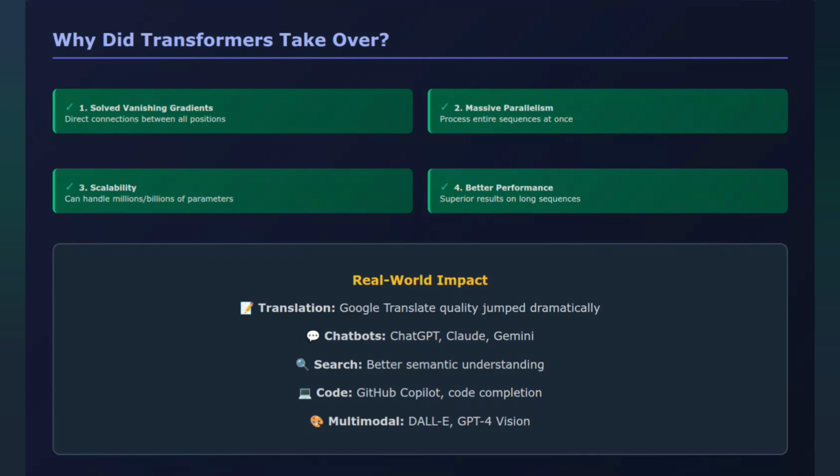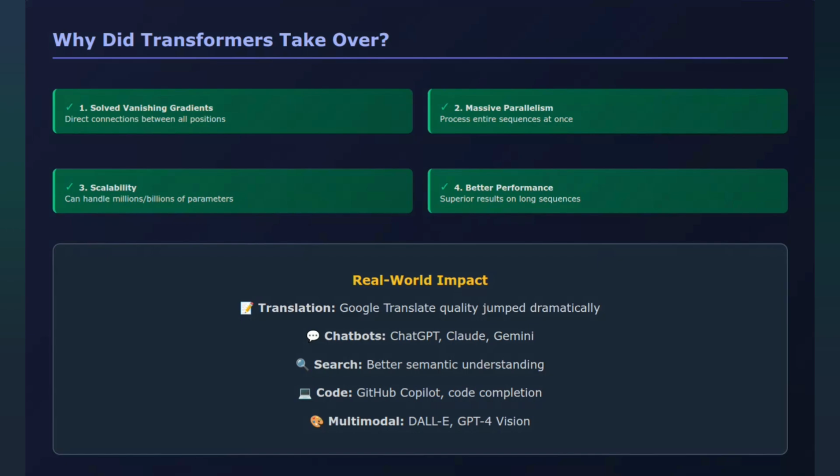Number 3, scalability. Want a bigger, more powerful model? Just add more layers, more attention heads, more parameters. Transformers scale gracefully. Number 4, better performance. On virtually every benchmark, translation, summarization, question answering, transformers dominate. Look at the real-world impact. Google Translate got dramatically better almost overnight when they switched to transformers.